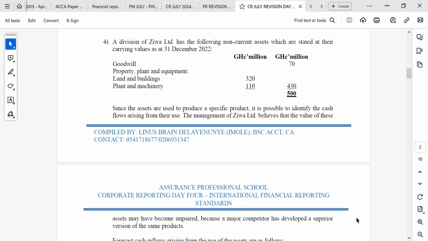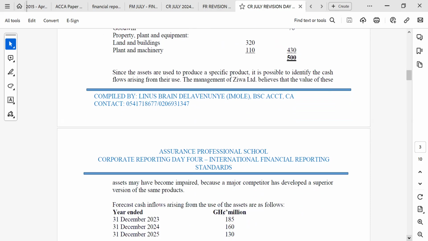A division of Ziwa Limited has the following non-current assets, which are stated at their carrying values as at 31st December 2022. We have goodwill, property, plant and equipment, land and building, plant and machinery. Since the assets are used to produce a specific product, it is possible to identify the cash flows arising from their use.